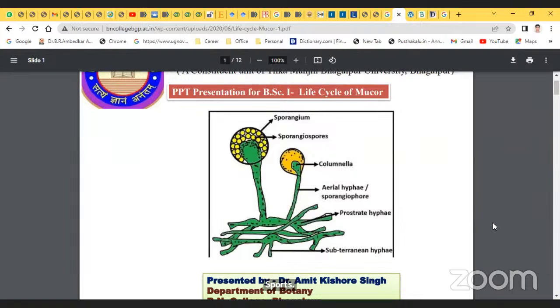It is attached to another substratum. So it is like aerial hyphae. It is the sporangiophore. Sporangiophore and sporangiospore are different. These are some upright structures; some hyphae grow upright and they are called the sporangiophore. Okay. This one is the columella.